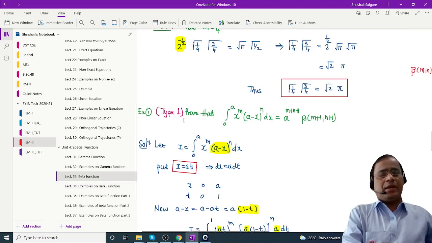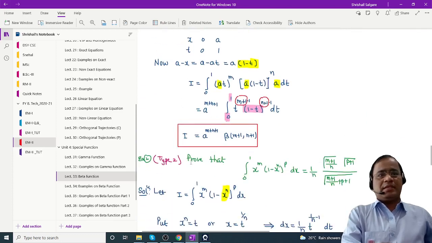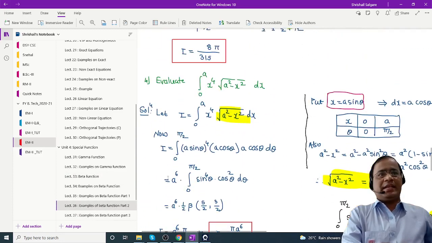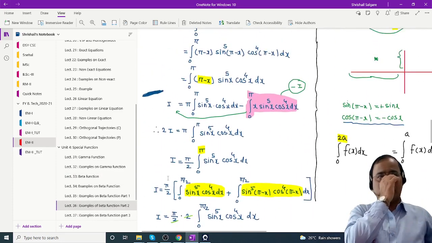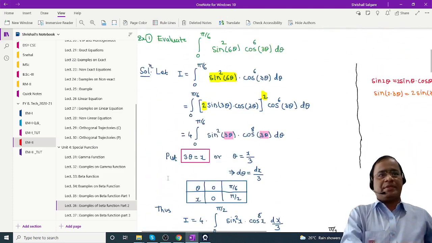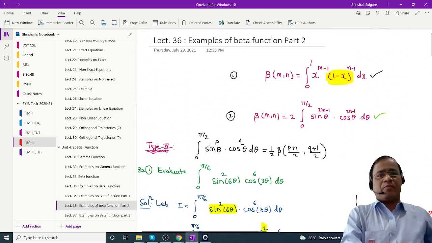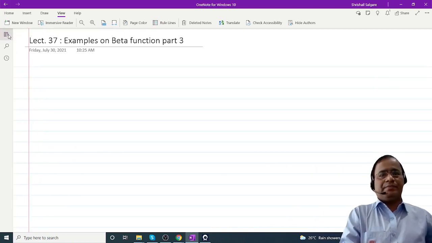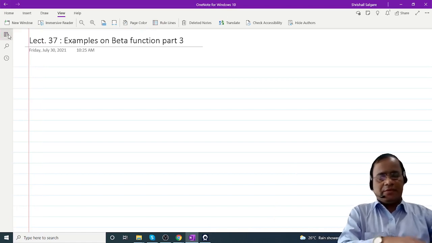So type 1, depending on the nature of the integrand, you have to decide what the substitution will be. This is a type 1, this is a type 2, this is a type 3, and yesterday we saw the example based on trigonometric terms, which we consider as type 4. Now let's continue with the next type.